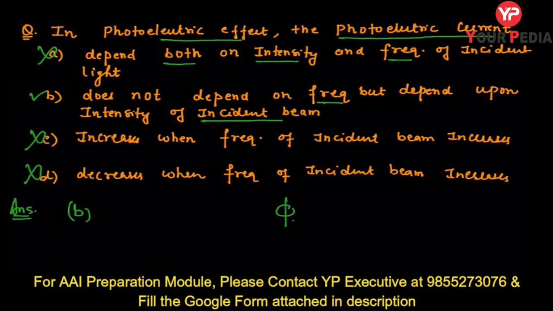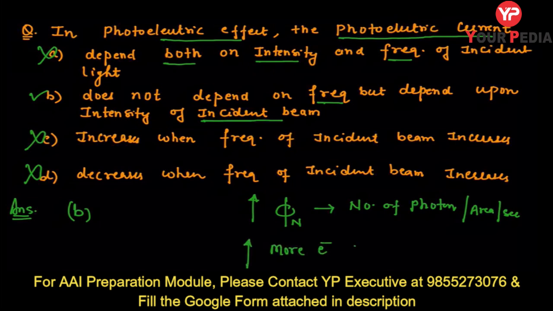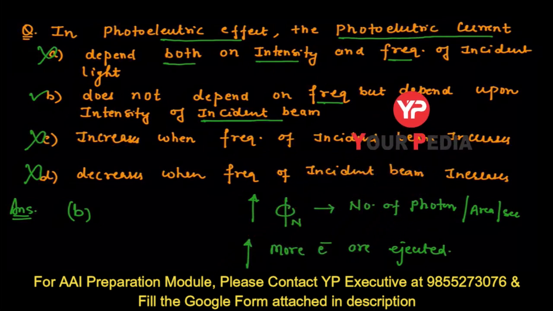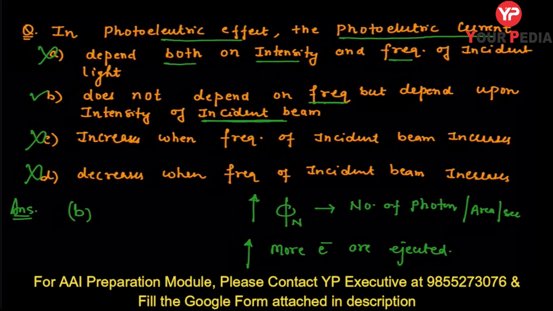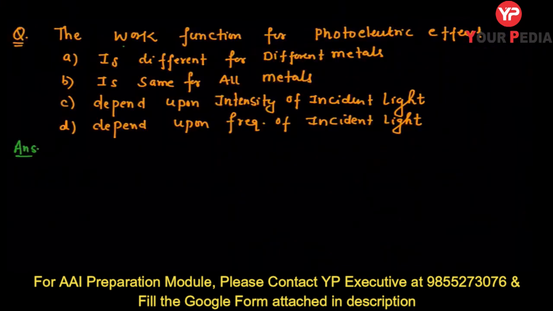Why? Because I have told you the photon flux, phi n, is the number of photons per unit area per second. The more this number, the more electrons are ejected, and the more the photoelectric current. So it only depends on the intensity of the incident beam at a particular frequency, not on that frequency. Keep in mind. Is it clear? Fine. Now see the next question.